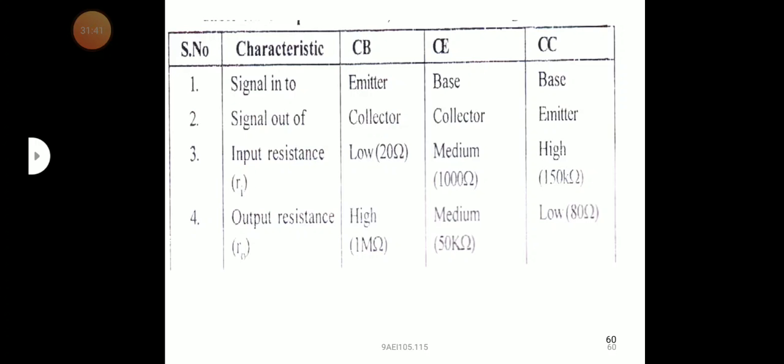So of the three configurations, the best one is the common emitter configuration. Why? Because the input resistance is moderately high, the output resistance is moderately low, the current gain is moderately high, the voltage gain is also high, and ultimately the power gain is also high. So the common emitter configuration has high power gain. That's why it is used in power amplifier applications.